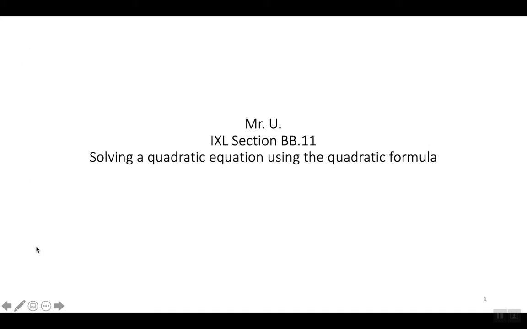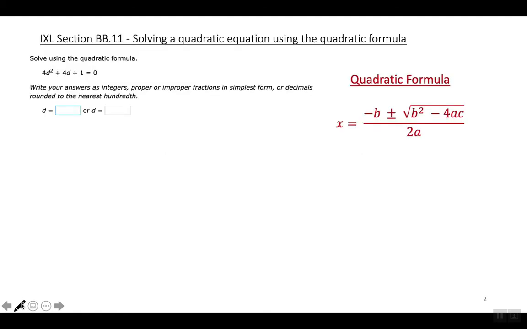IXL Section BB.11, solving a quadratic equation using a quadratic formula. Okay, so in this IXL, we're going to practice using the quadratic formula.